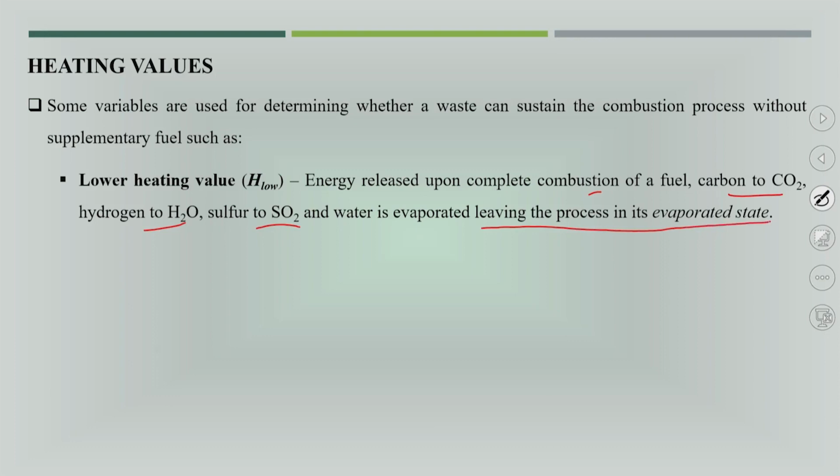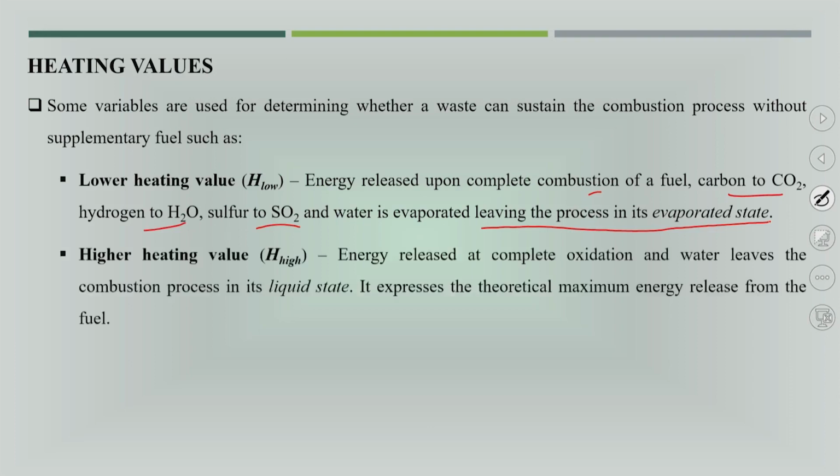So, understand that the lower heating value is calculated for complete combustion, where water is evaporated, leaving the process in its evaporated state. Similarly, the other parameter is called the higher heating value, H high, that is the energy released at complete oxidation and water leaves the combustion process in its liquid state. That is the only difference between lower heating value and higher heating value, and it expresses the theoretical maximum energy released from the fuel.